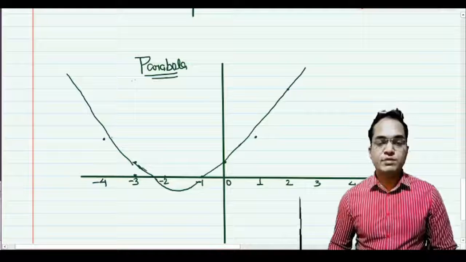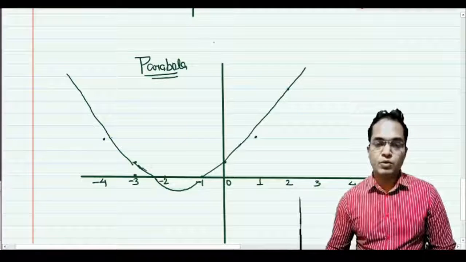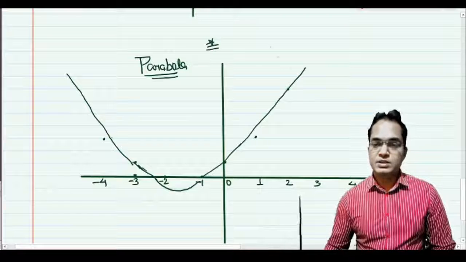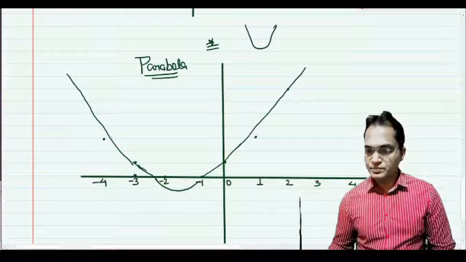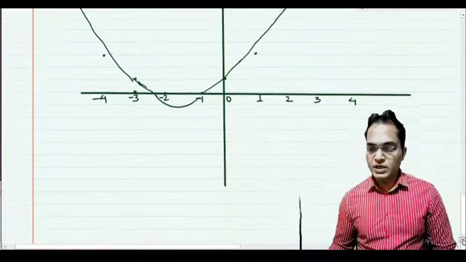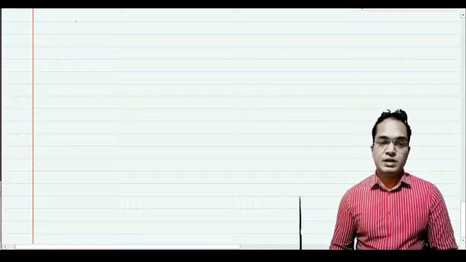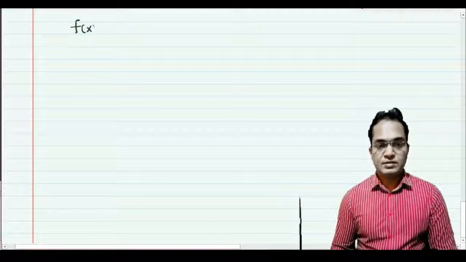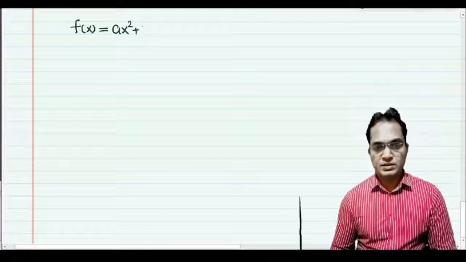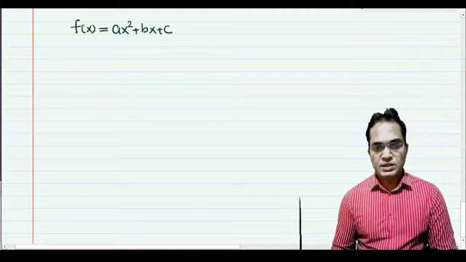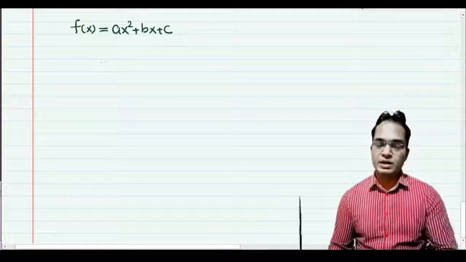In 11th class we will study the parabola. Till now we understand the name parabola, what it means: geometrically, this shape gives the parabola. Okay, now listen to me carefully. The quadratic equation f(x) = ax² + bx + c has parabolic geometry.